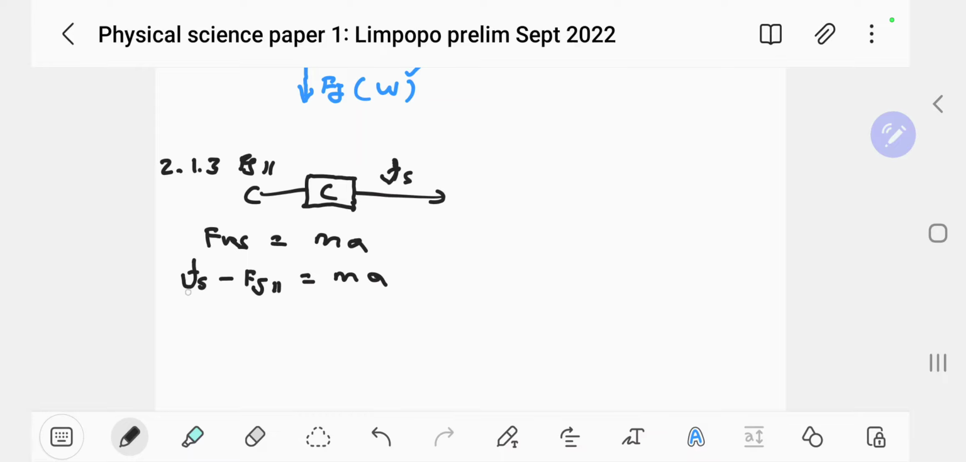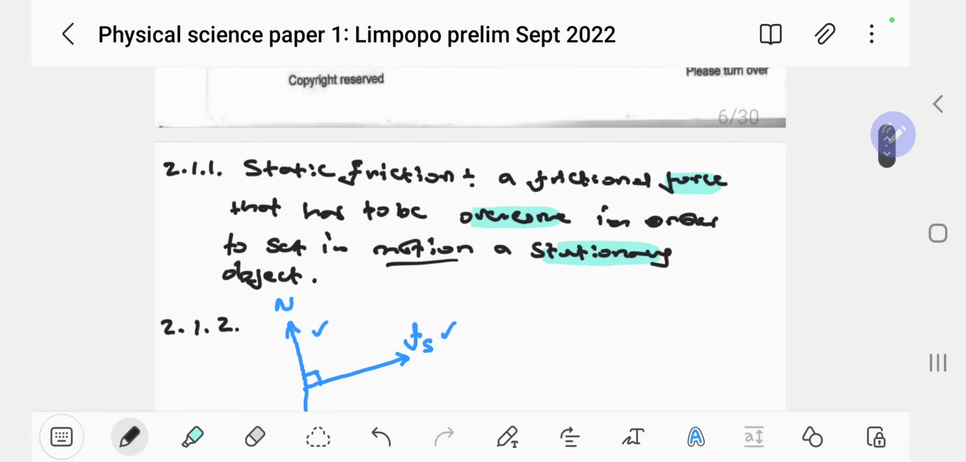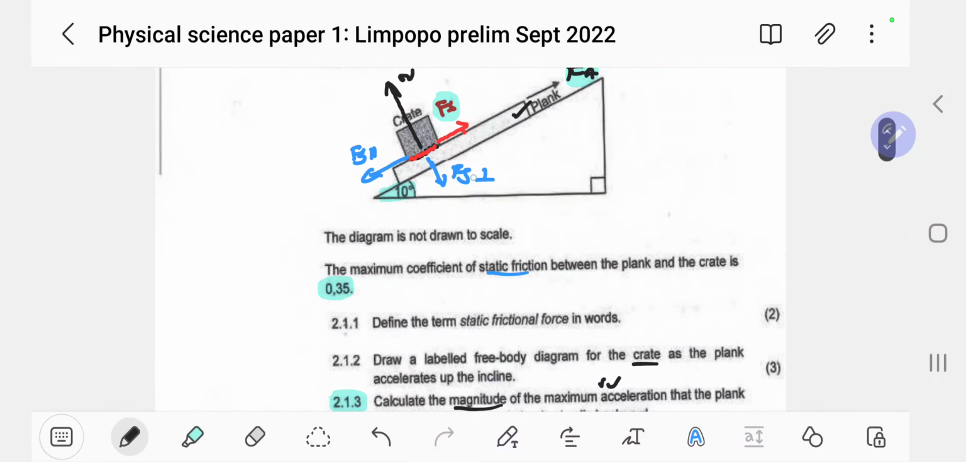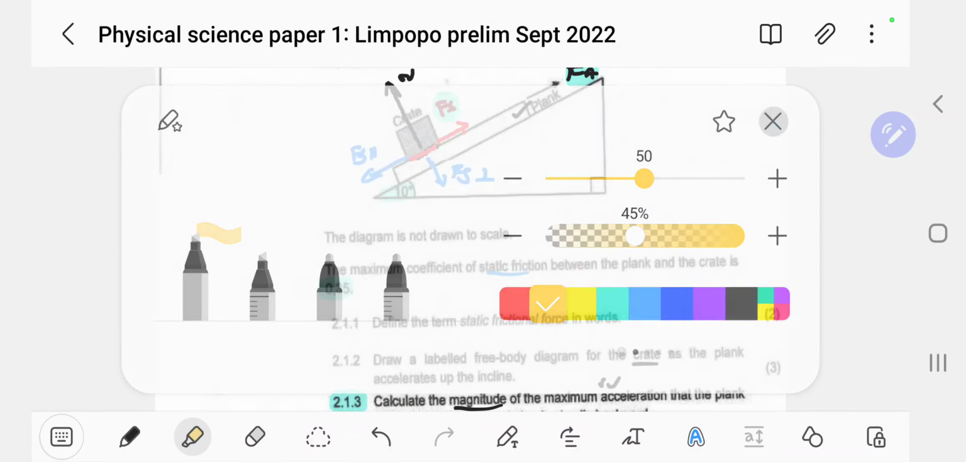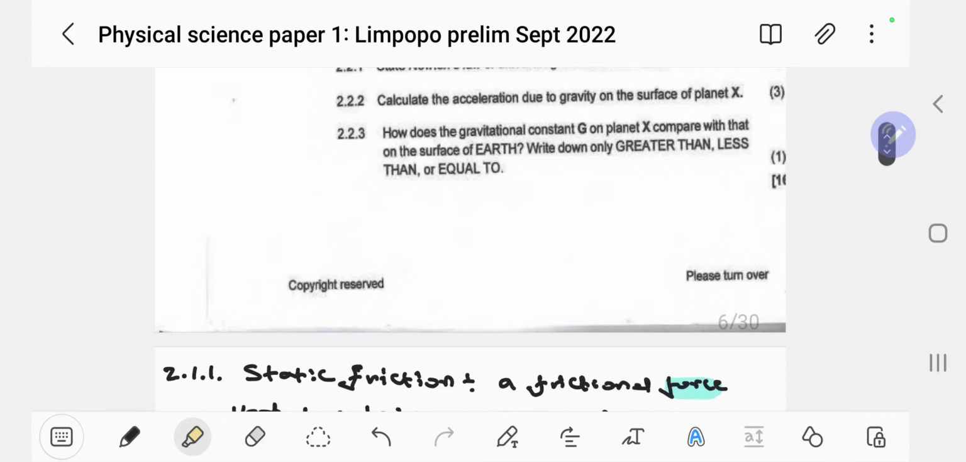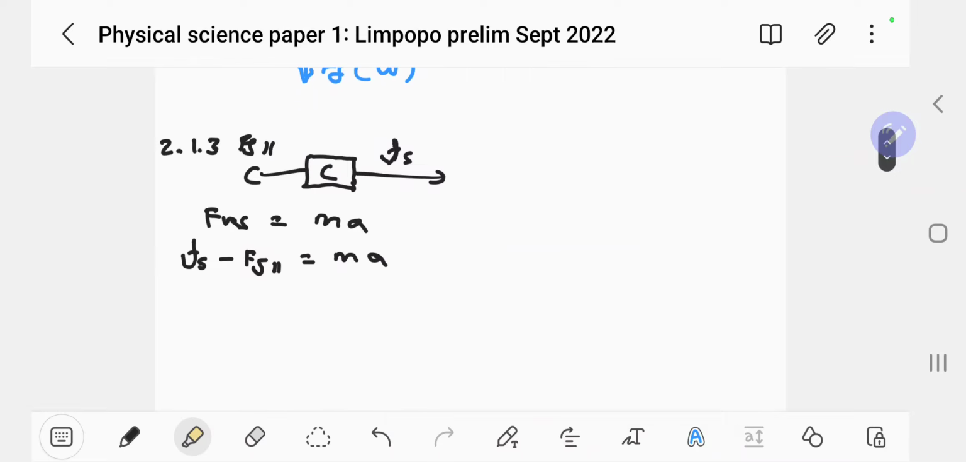Okay, and then what is Fs? Remember, the normal force in this instance is exactly balanced by our Fg perpendicular. So we can use our technique of finding Fg perpendicular to use it as our normal force. So do you see? You need to be a bit crafty here. For us to do this one, we know that this is going to be Fg perpendicular. Essentially, this is going to be Fg.